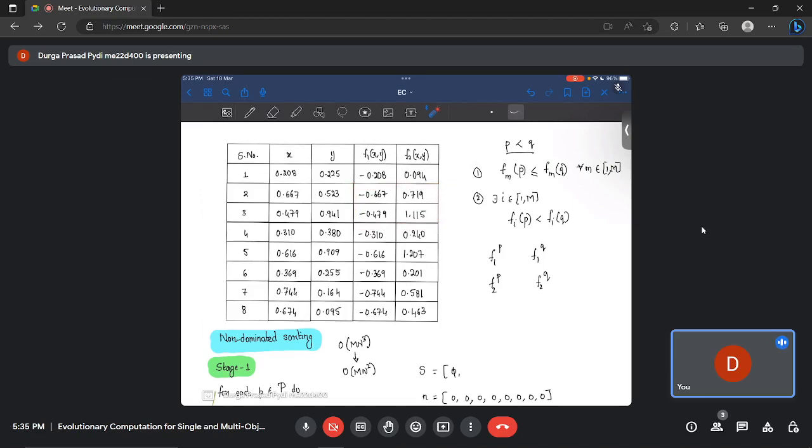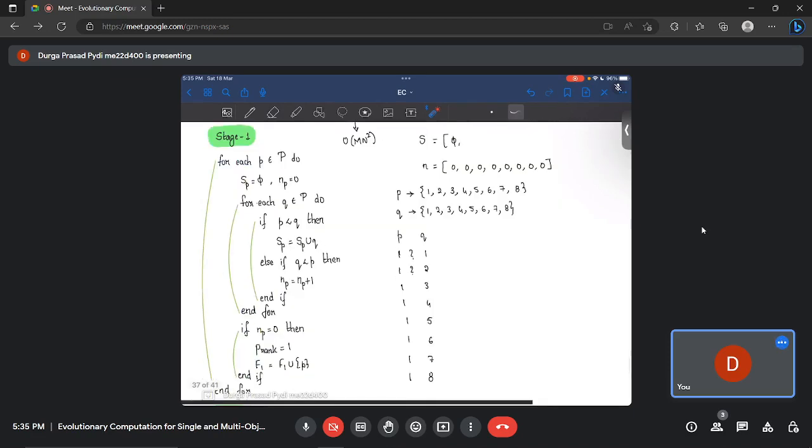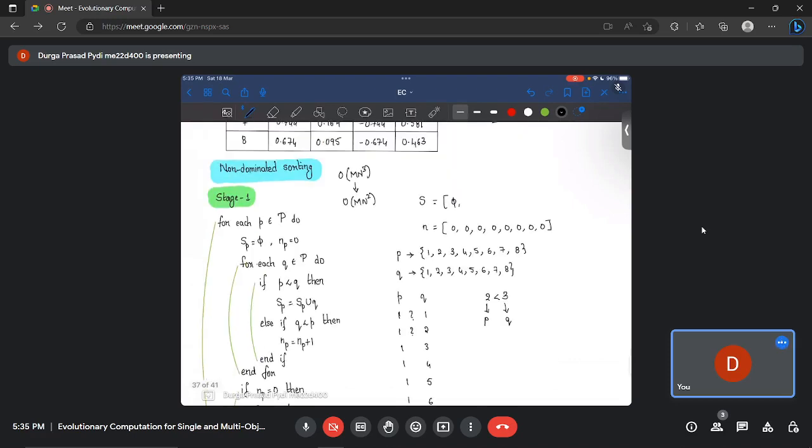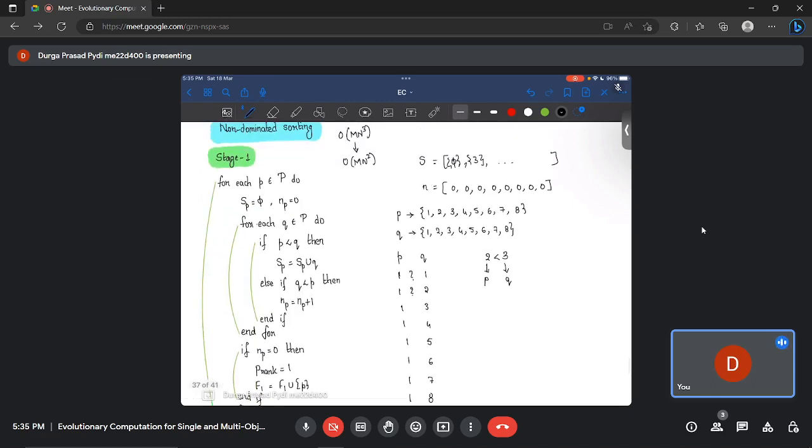So what happens when 2 is dominating 3? If this is my value of P and this is my value of Q, and P is dominating Q, then we add that Q to the value of SP. This is my SP of 1, which is essentially 5. When you go to SP of 2, you add the value of Q there, so here it will be 3. Then you keep doing this continuously until you populate all the values of S and get all the values of N.